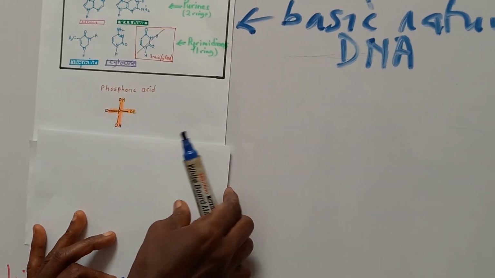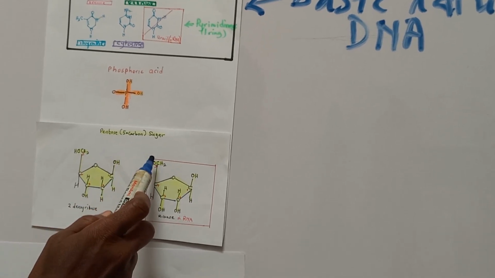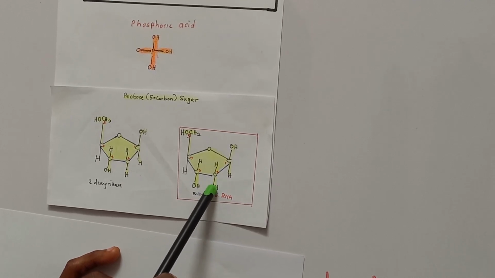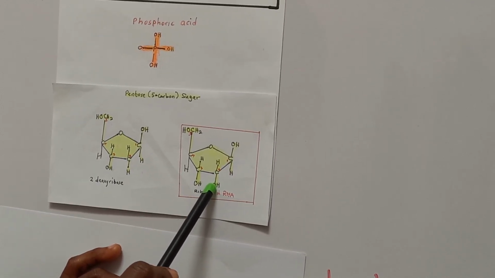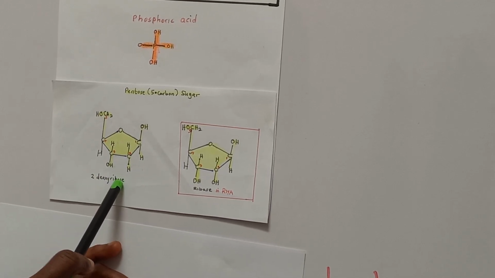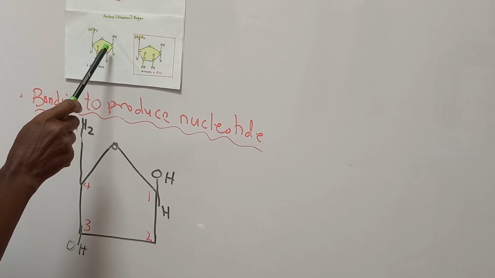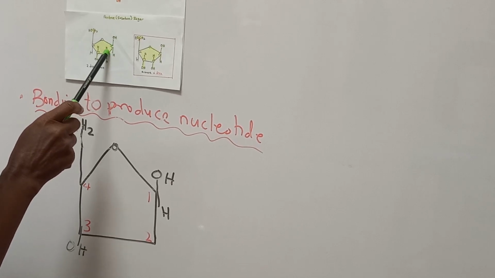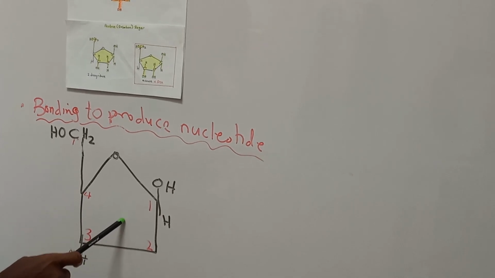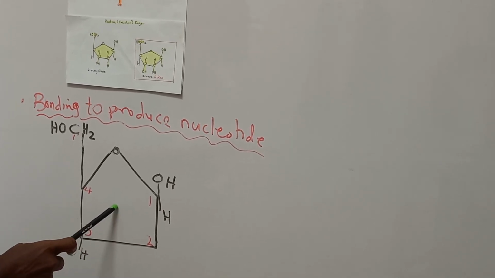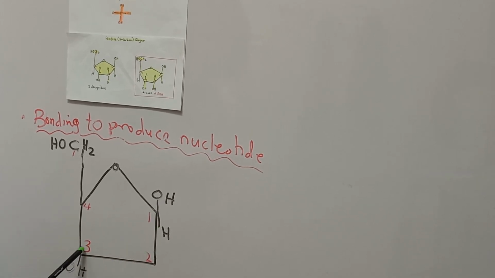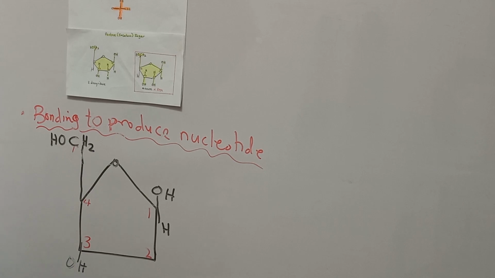Then we have pentose, a 5-carbon sugar. It means in DNA, this oxygen on carbon 2 is missing. That is why it's deoxyribose. We have labeled the position of the carbons. This is carbon 1, 2, 3, 4, 5. I have drawn it big here, this is the deoxyribose sugar. This is the position of carbon 1, carbon 2, carbon 3, carbon 4, and that is carbon 5.